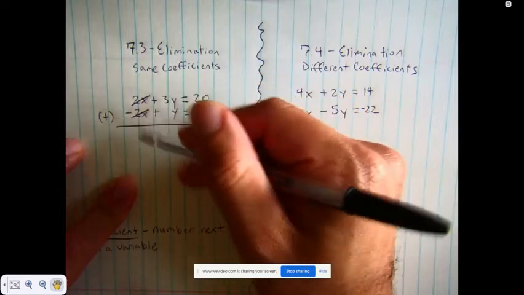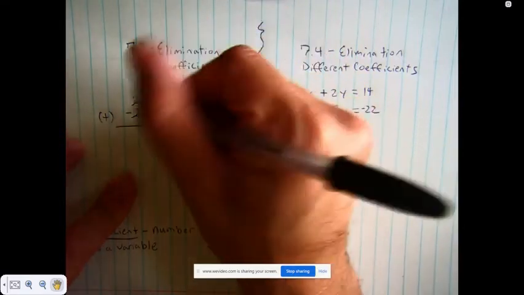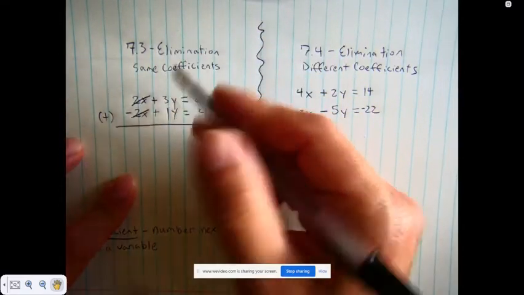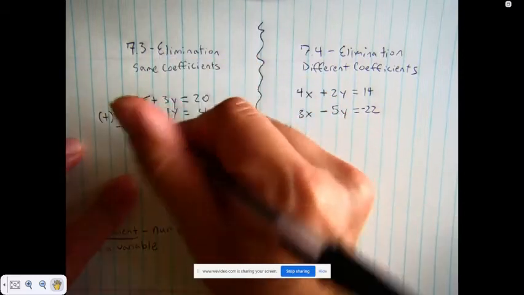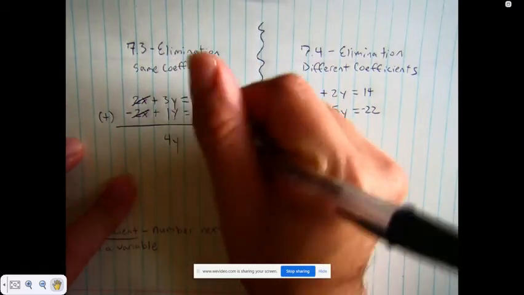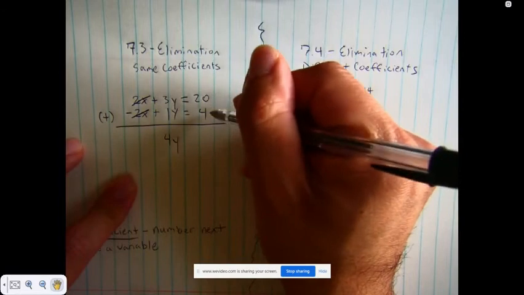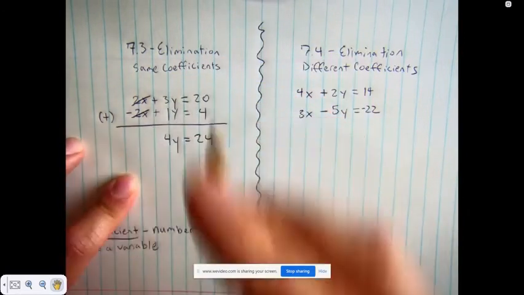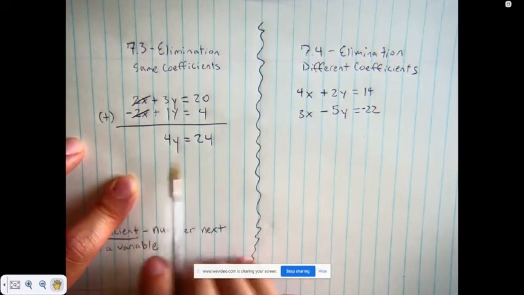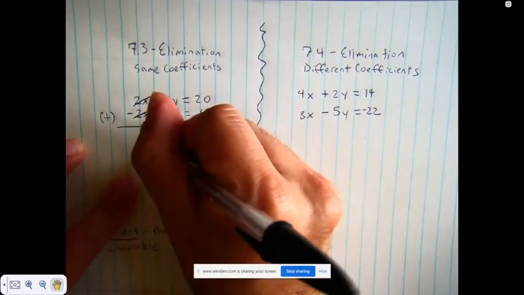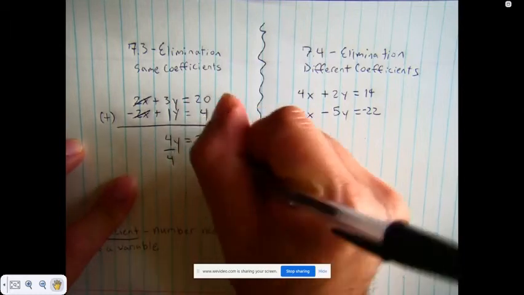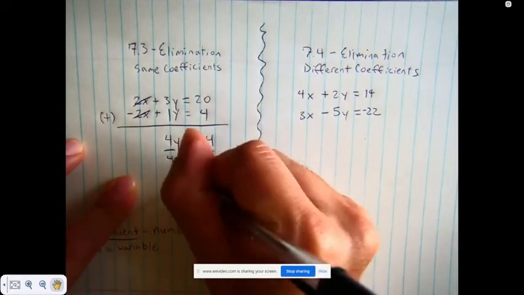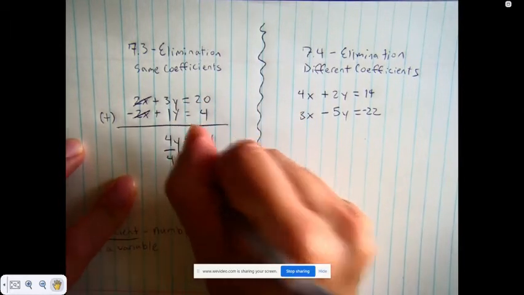Now, after you cancel these two out, you're going to add these two together, and then you're going to get 3y plus 1y, which is 4y. On the right side, you're also going to add the numbers together, and that is going to give you 24. And then it's usually one easy step where you divide by 4, and then you have the value for your first variable. In this case, 24 divided by 4 is equal to 6.